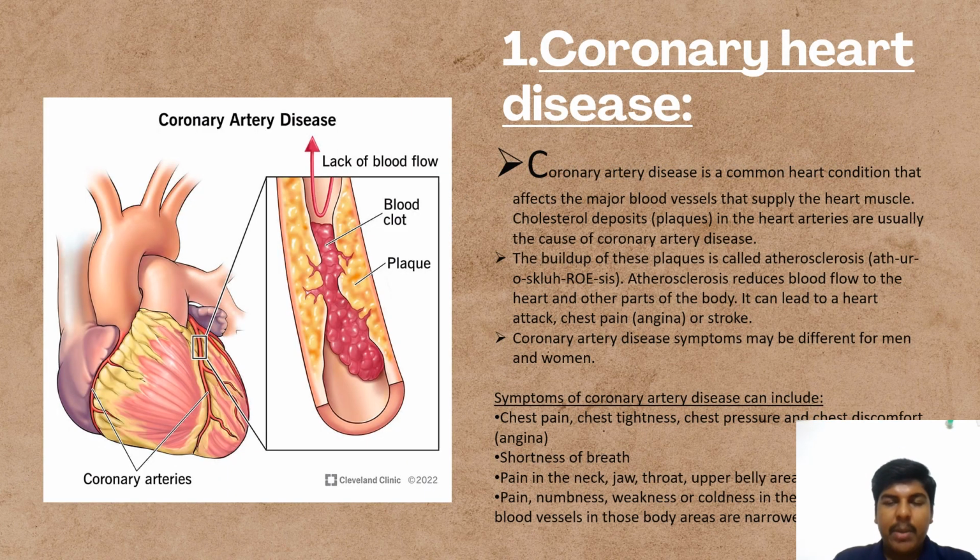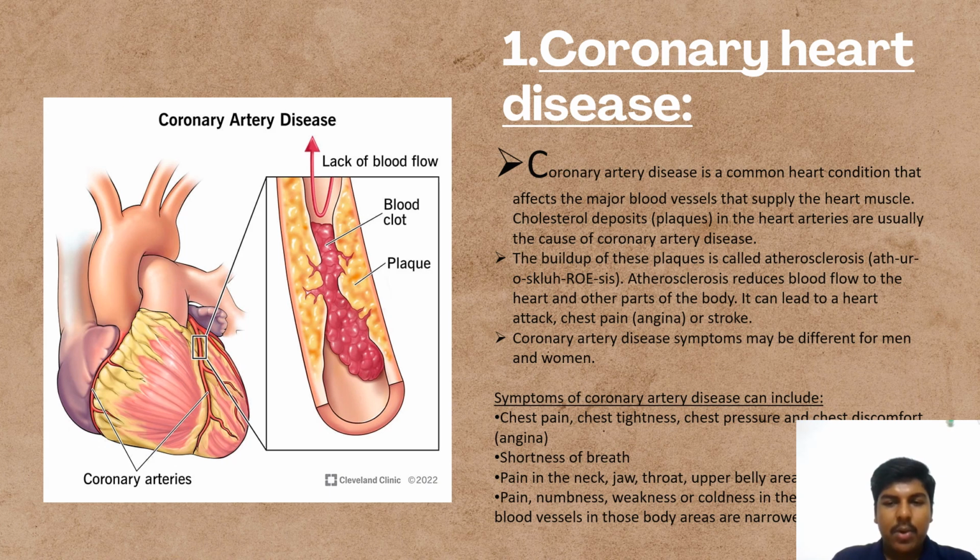Now, in the upcoming slides, let us see the diseases affecting the human heart one by one. The first one is coronary heart disease. Coronary artery disease is a common heart condition that affects the major blood vessels that supply the heart muscle. Cholesterol deposits or plaques in the human heart arteries are usually the cause of coronary artery disease. The buildup of these plaques is called atherosclerosis.